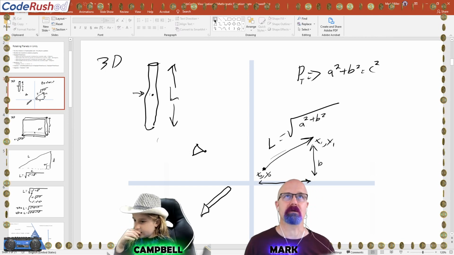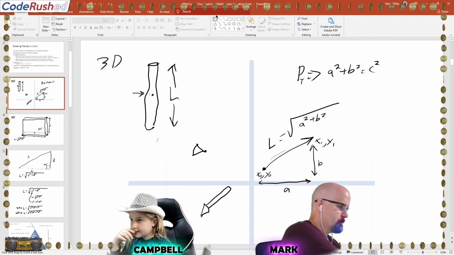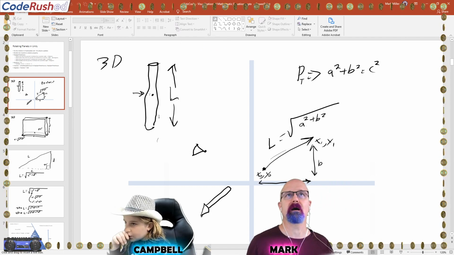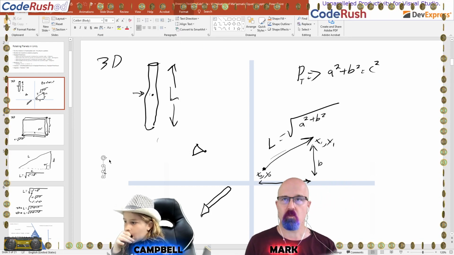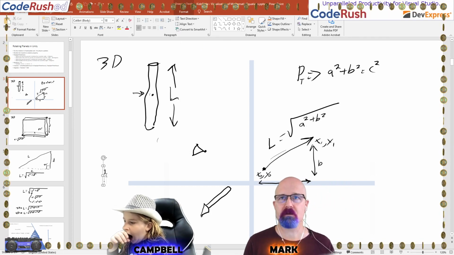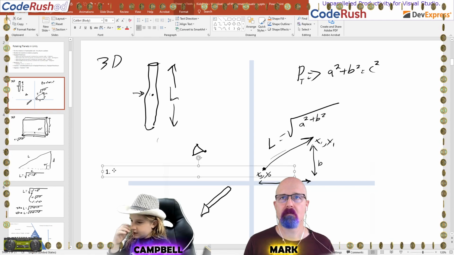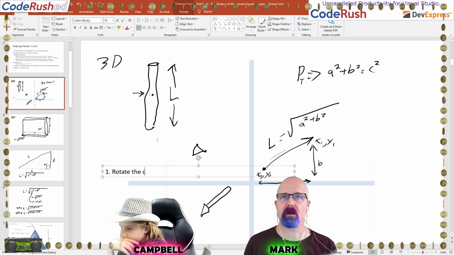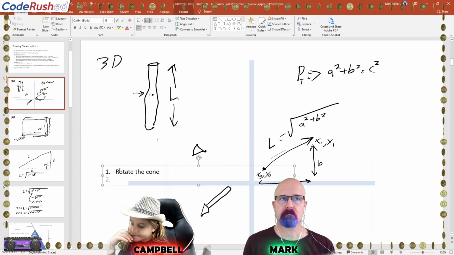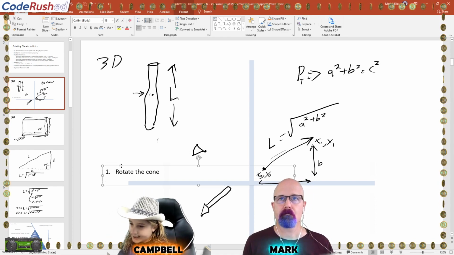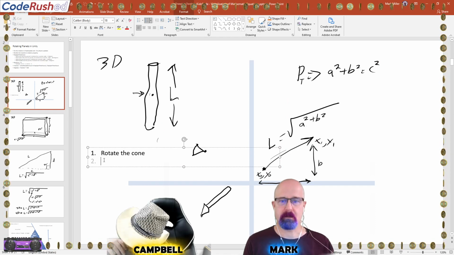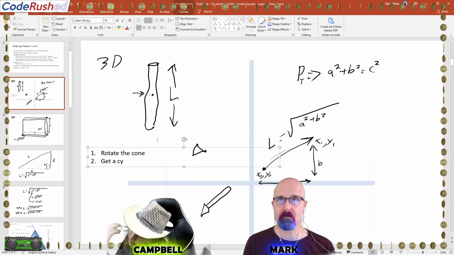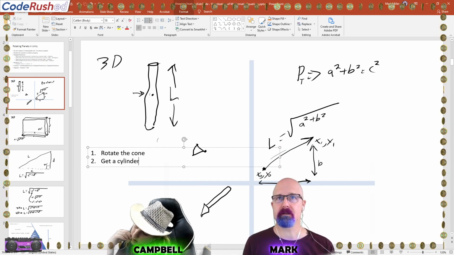Hold on, I want to write down what you're saying here. So we need to be able to rotate the cone so that it is facing the right direction. Okay, we need to rotate the cone. What else? We need to get a cylinder in there. Okay, get a cylinder in there.